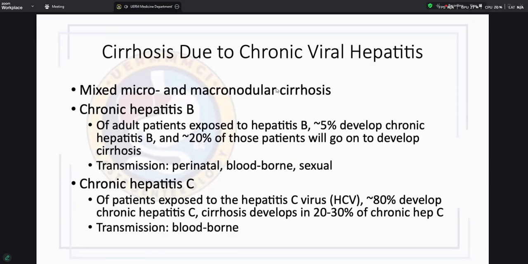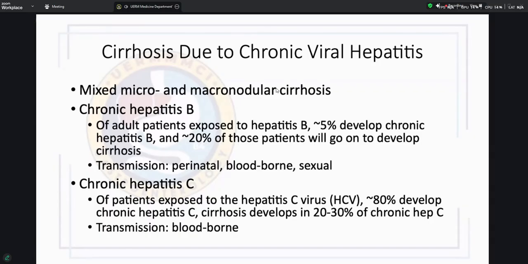Here in the Philippines, hepatitis B is the more common form. In fact, this is one of the most common causes of chronic liver disease here. Hepatitis C is very rare in the Philippines. So of adult patients exposed to hepatitis B, around 5% develop chronic hepatitis B, and 20% of those will go on to develop cirrhosis. 5%, that's a very small number, right?